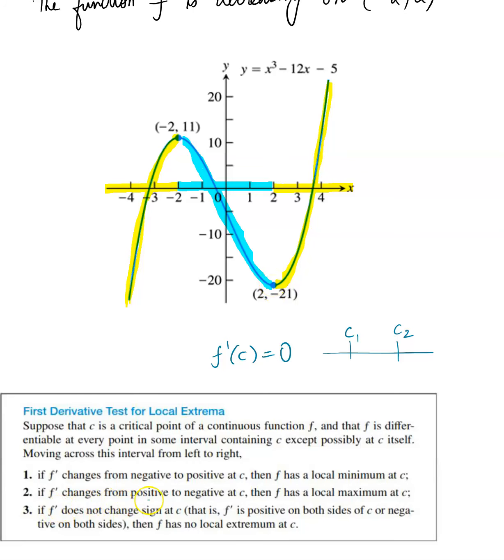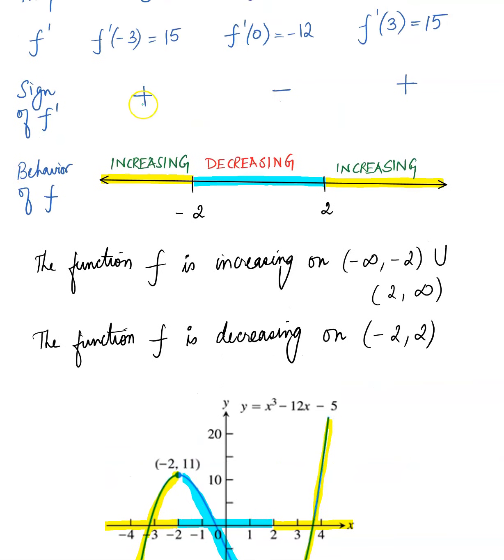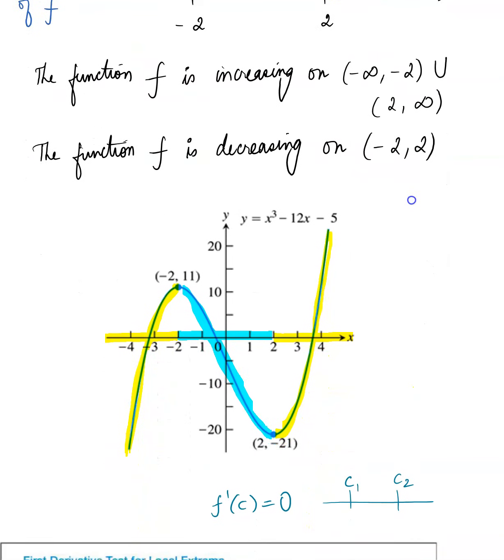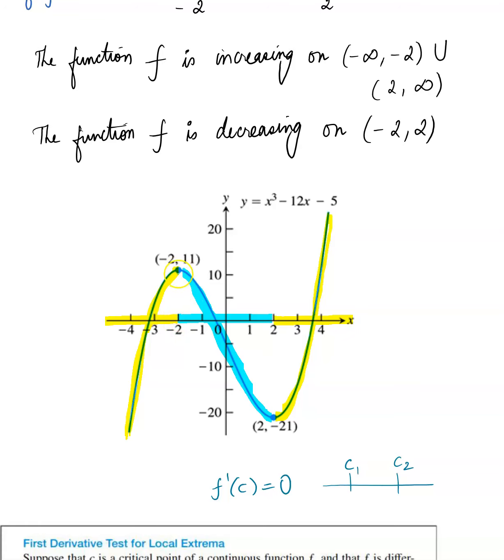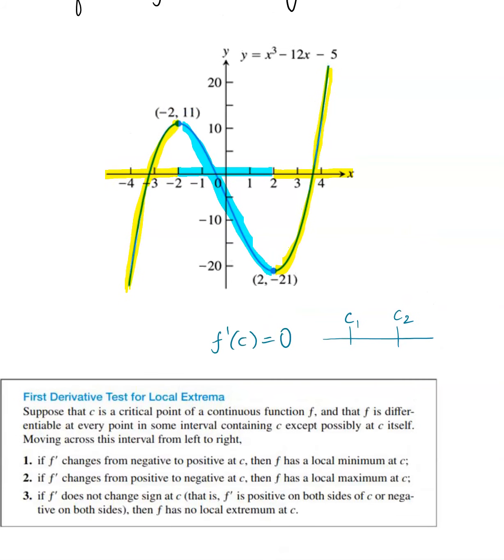And if f prime changes from positive to negative at C, then f has a local maximum at C. So coming back here, it changes from positive to negative at negative 2, right? That means it has a local maximum at negative 2, and that is supported here. There is a peak that you can see. And if it does not change sign at all at C, so if it continues as positive, or if it is going down, it continues further as negative, then there is no local extremum at C.